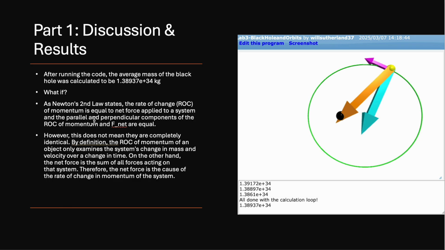And so the what if: Newton's second law states that the rate of change of momentum is equal to the net force applied to a system, and the parallel and perpendicular components of the rate of change of momentum and F net are equal. However, this does not mean they are completely identical. By definition, the rate of change of momentum of an object only examines the system's change in mass and velocity over a change in time. On the other hand, the net force is the sum of all forces acting on that system. So the net force is really the cause of the rate of change in momentum of the system. They're not the same.